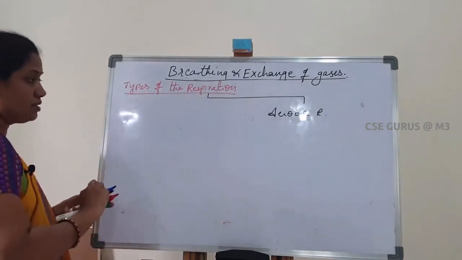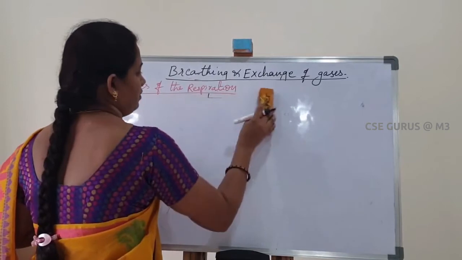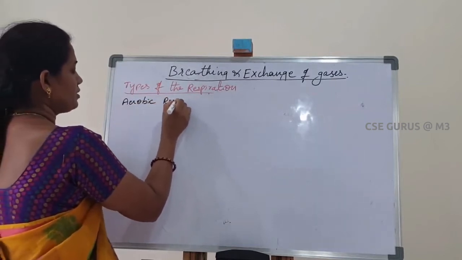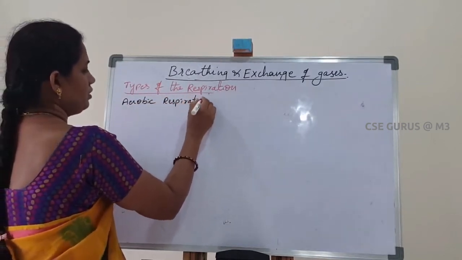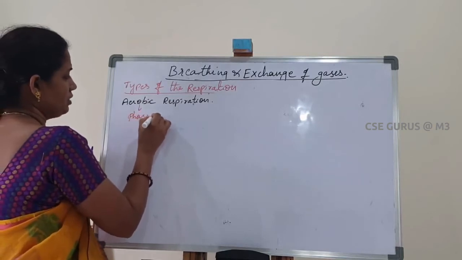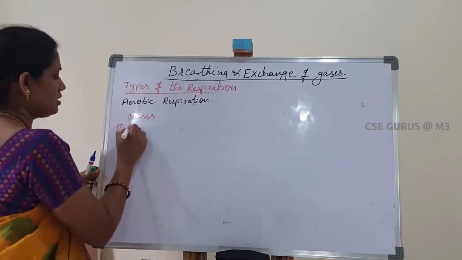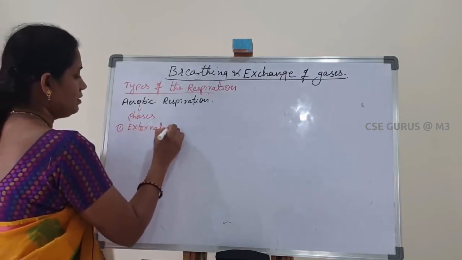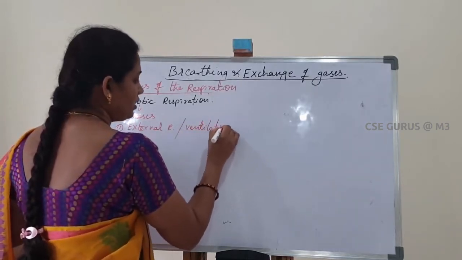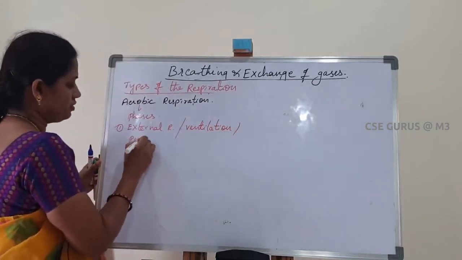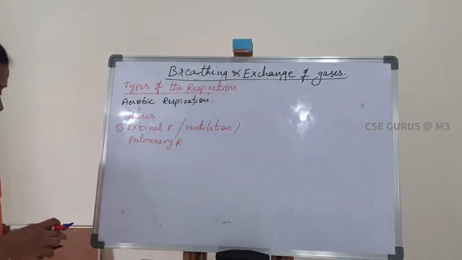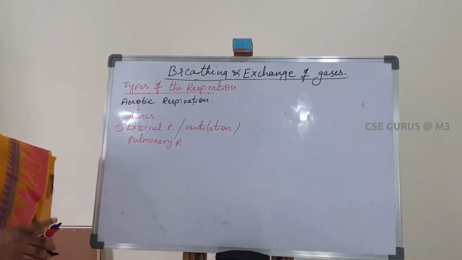Aerobic respiration has some phases or steps. The first one is external respiration. External respiration is also called ventilation or pulmonary respiration. So the first phase is external respiration, or ventilation, or pulmonary respiration.